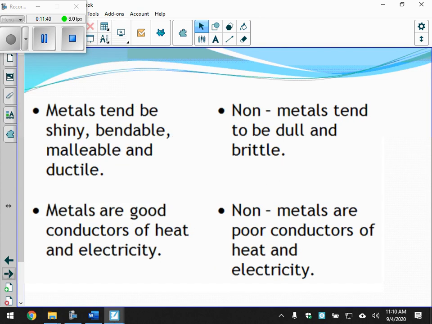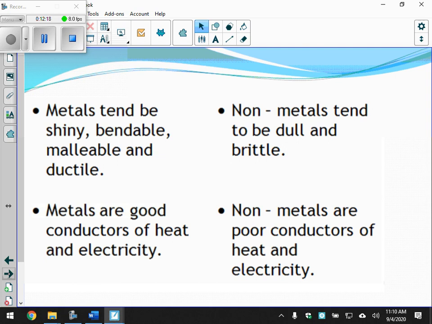Metals tend to be shiny, bendable, malleable, ductile. Non-metals, don't say they're not. Give me some descriptions here. Metals are shiny. I'll show you that when we go to the lab one of these days. Aluminum foil, most of us know what aluminum foil looks like at home. It's shiny, bendable, malleable. You can bend it and work with it, hammer it, okay? And ductile means you can pull it into a wire kind of thing, right? Non-metals tend to be dull and brittle. Most of you know what a pencil looks like. It's not very shiny. You push too hard on a pencil, it'll break, okay? That's carbon to carbon bonds.